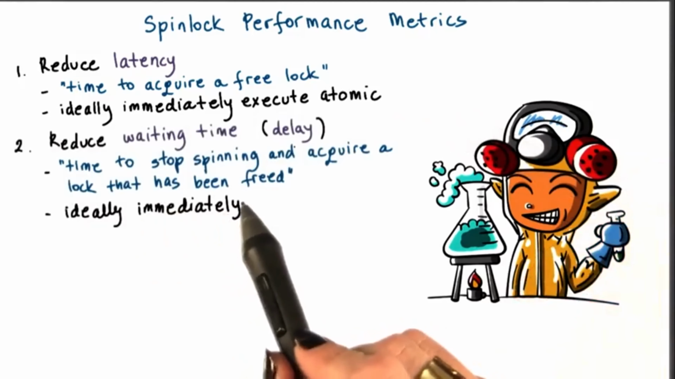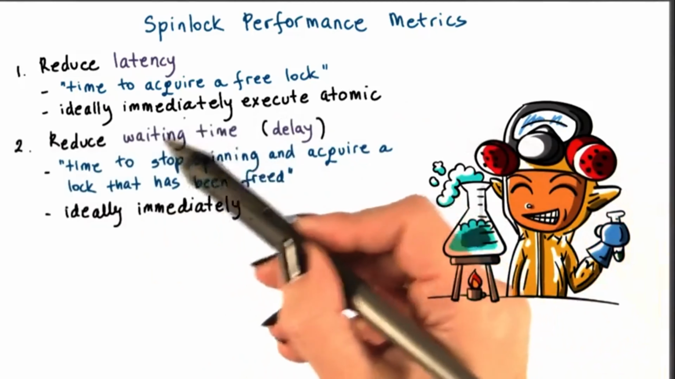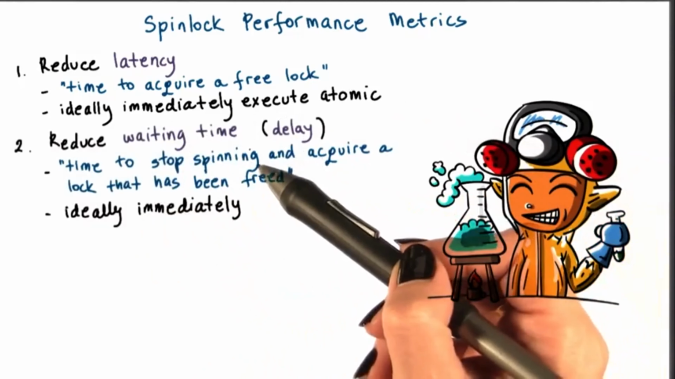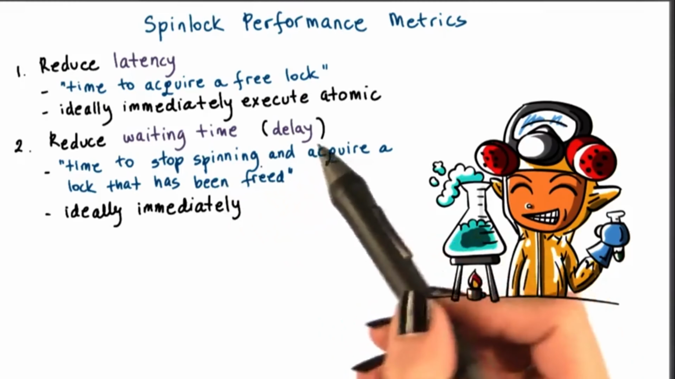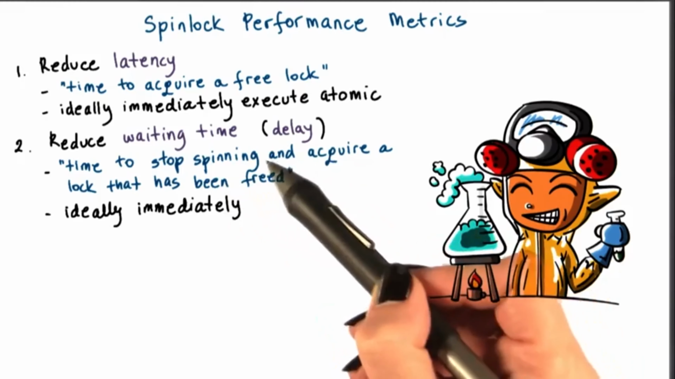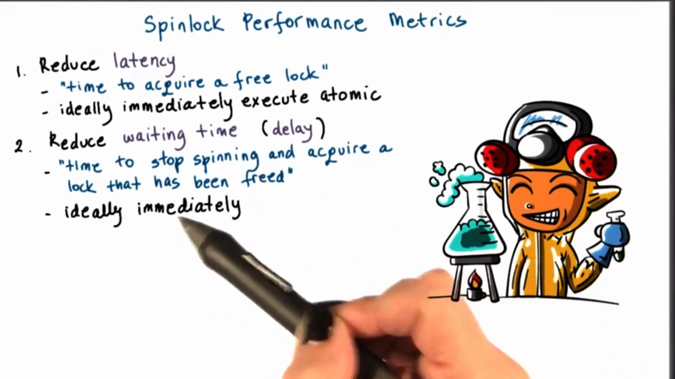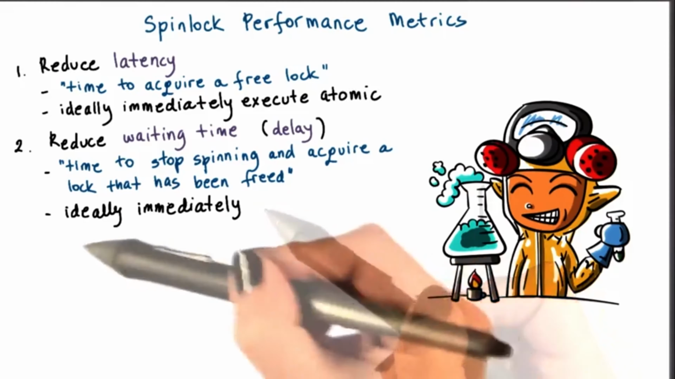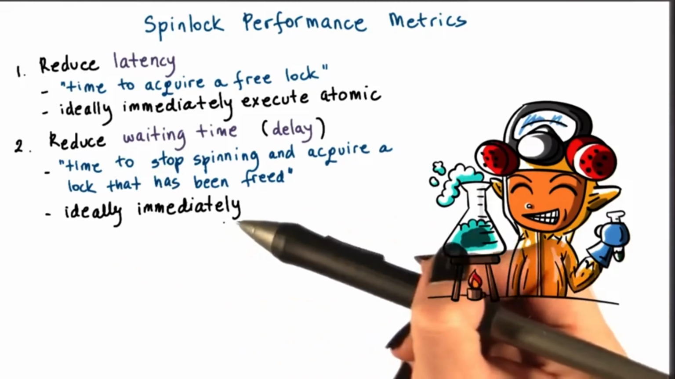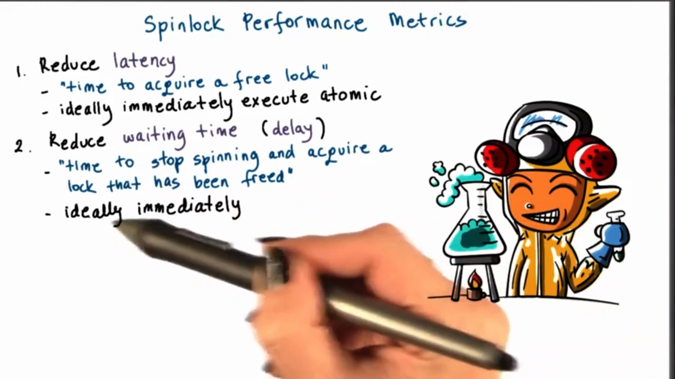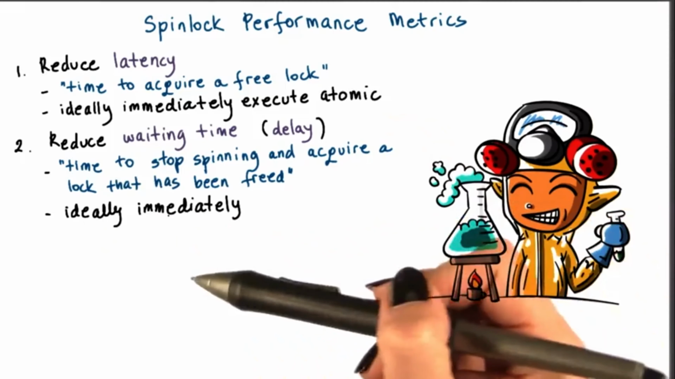Next, we want the Spinlock to have low delay, or low waiting time. What that means is that when a thread is spinning and a lock becomes free, we want to reduce the time it takes for the thread to stop spinning and to acquire that lock that has just been freed. Again, ideally, we would like the thread to be able to acquire it as soon as this lock is freed, so to execute an atomic.